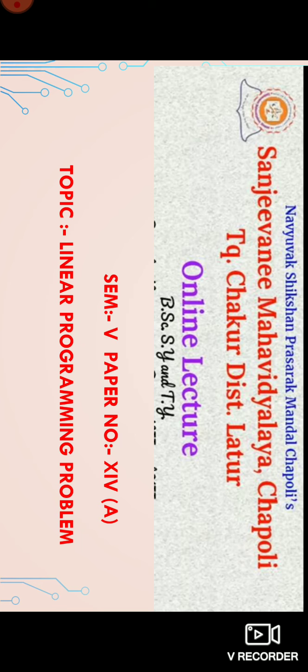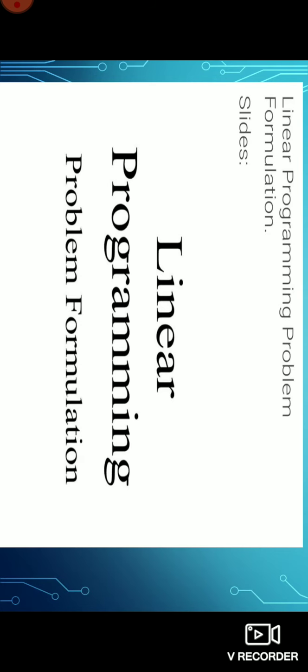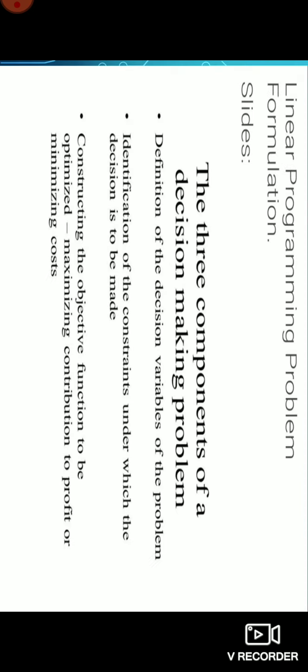Paper number 14 A. Name of the paper is Operation Research, and today's topic I have explained is the linear programming problem. Dear student, a linear programming problem, LPP, consists of mainly three components. First, decision variable, that means also known as activity. Second, objective, means goal, and third is constraint, also known as restriction.